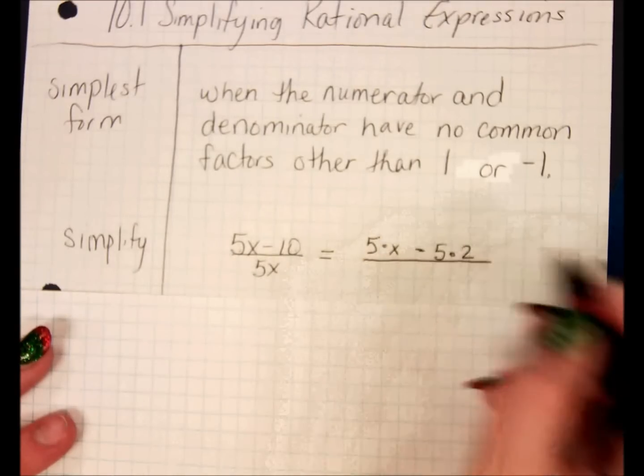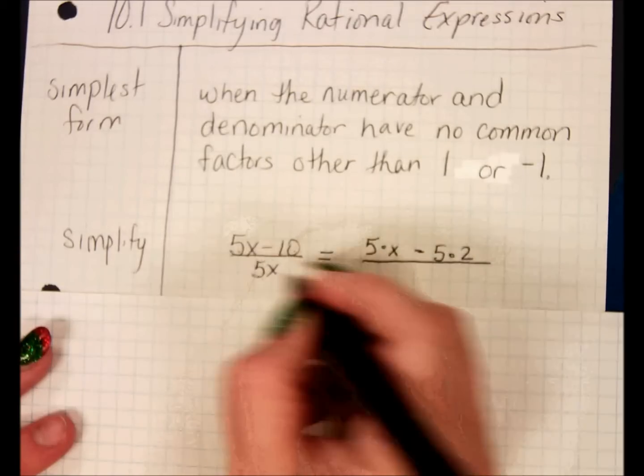This top one, the 5x, is 5 times x. And the 10 is 5 times 2. I'm even going to look at the bottom. If I could take the 5 out of these, I can also, look at that, take a 5 out of the bottom.